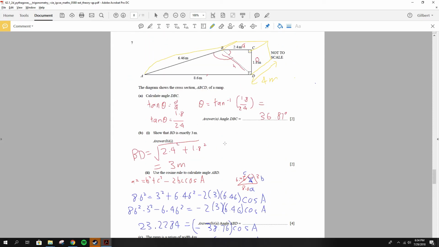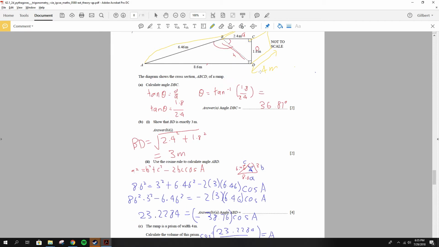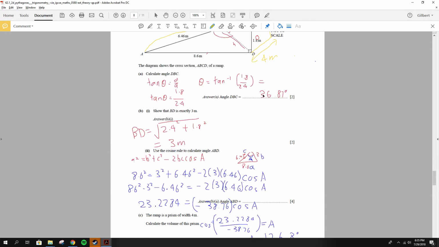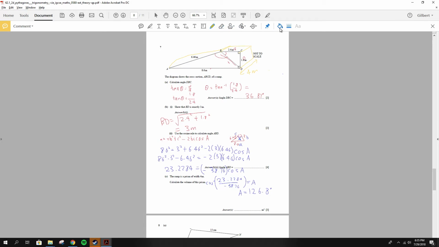To calculate the volume, you first need to calculate the area of this shape, this ramp. To calculate this area, you need to use half ab sin C plus half times base times height, then multiply it by 4. I'm going to need more space to do that question.